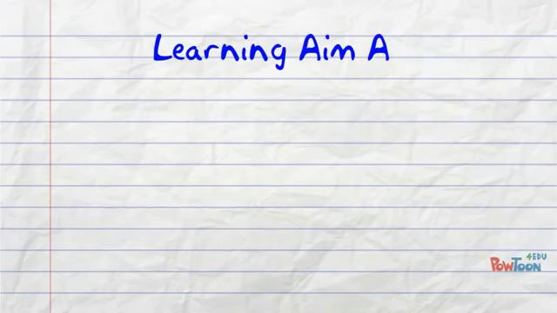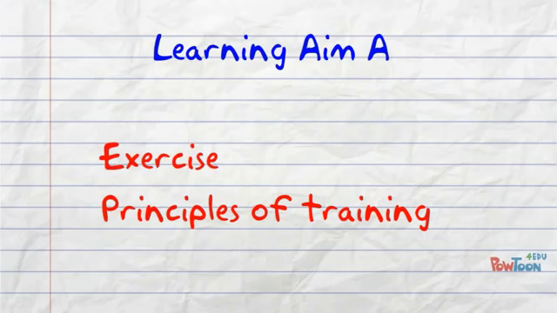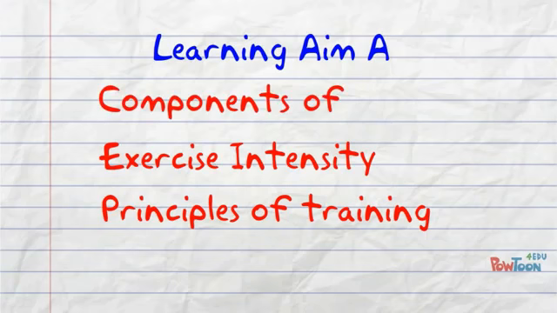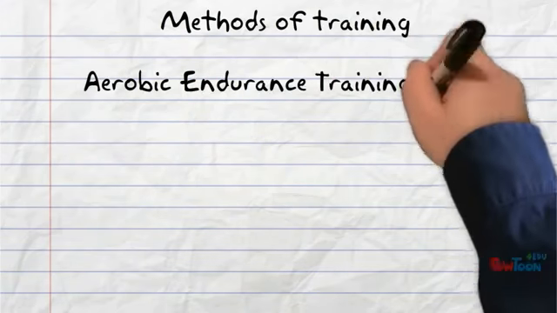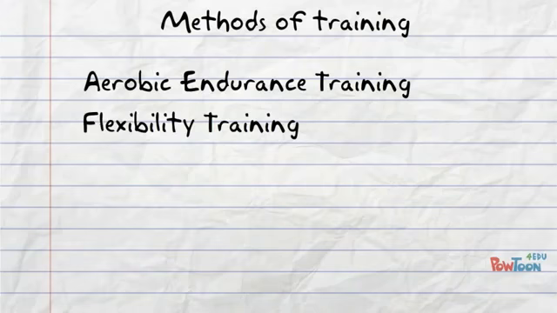That brings us to the end of learning aim A revision videos. Make sure that you revisit them when you're revising for the external assessment. The next series of videos will be looking at learning aim B, which is the different methods of training.